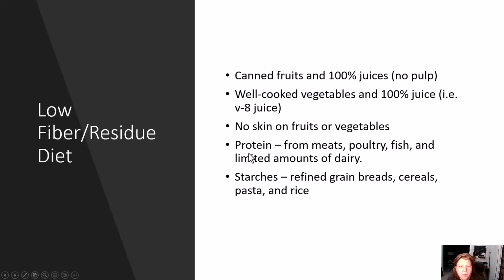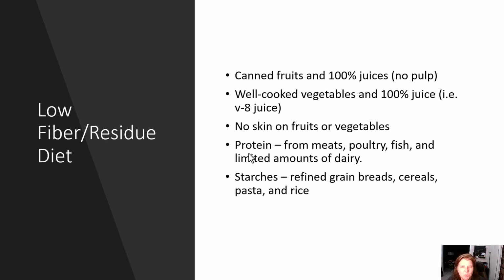Well, it's about everything you'd think that we would not say, but for a low fiber diet, it's what we have to do. Canned fruits, 100% juices with no pulp, well cooked, soft vegetables, and 100% juices like V8. We don't do skins on the fruits or vegetables. So when I say vegetables, I mean like potatoes. We don't do skins on that, so we would remove it and do more like a mashed potato.